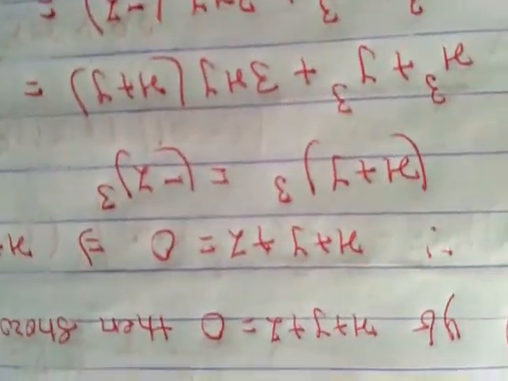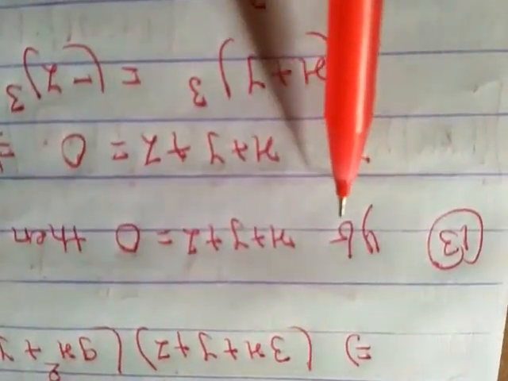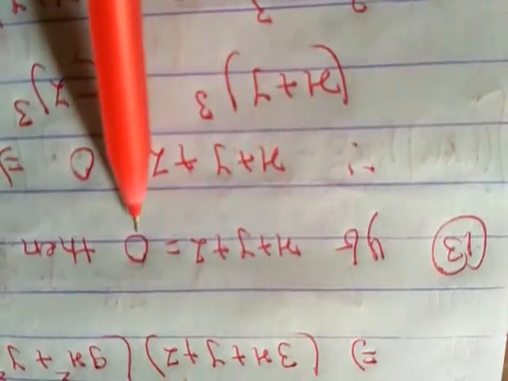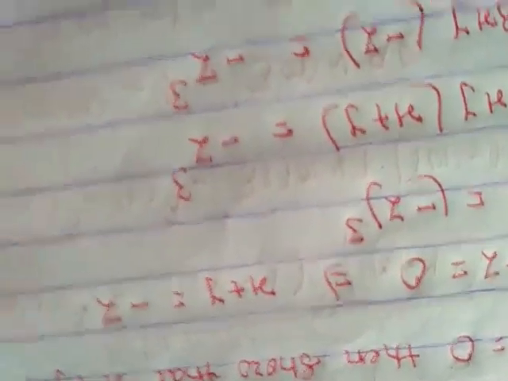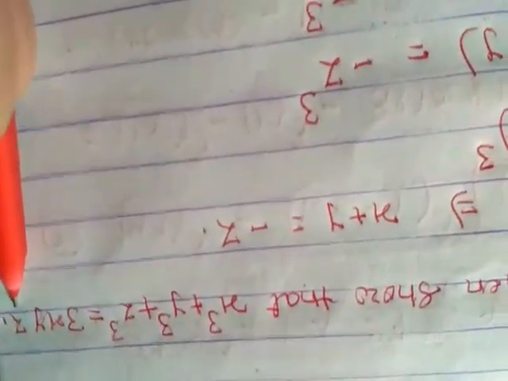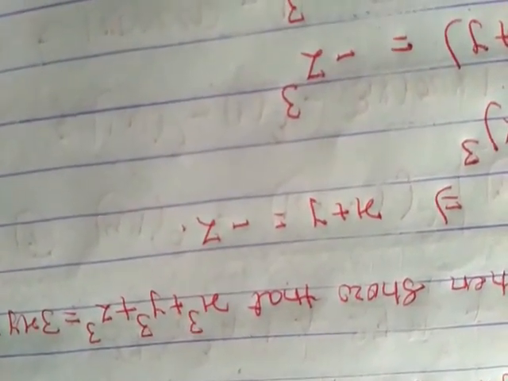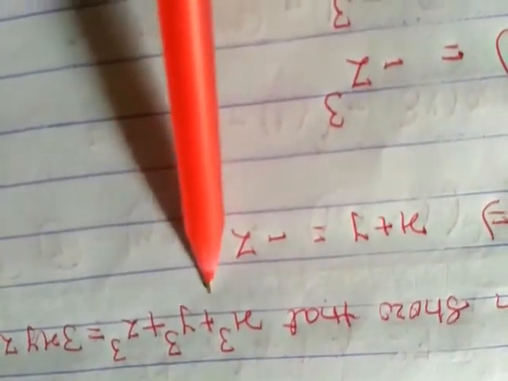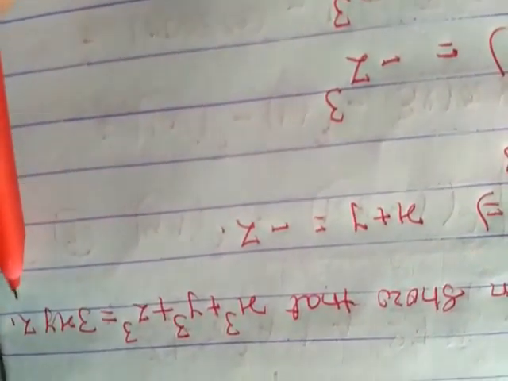Now proceeding to the next question, question number 13. We have: if x plus y plus z equals 0, then show that x cube plus y cube plus z cube equals 3xyz. In this question, it is given that x plus y plus z equals 0, and we have to show that x cube plus y cube plus z cube equals 3xyz.